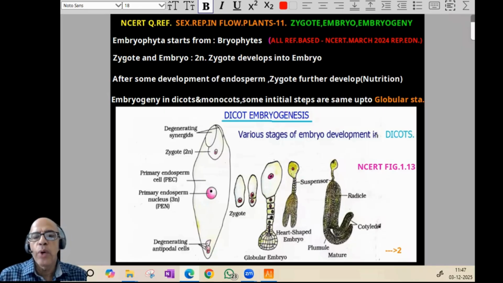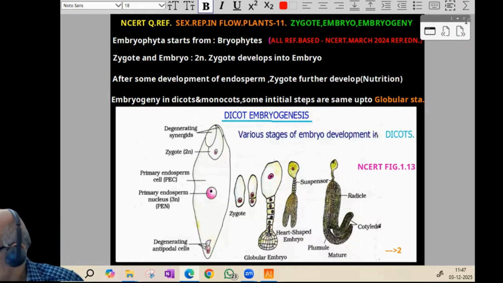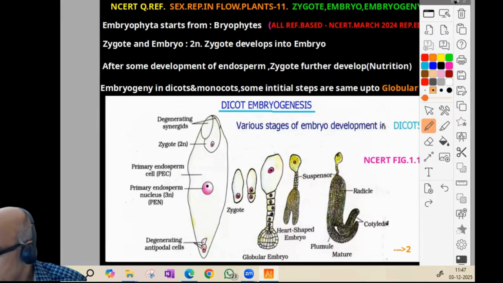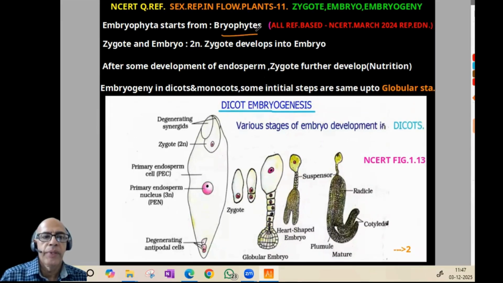There is a plant group called Embryophyta. Embryophyta means plants which have an embryo. Embryophyta starts in the plant kingdom from bryophytes. Zygote as well as embryo are diploid, and the zygote further develops into an embryo, and finally a mature embryo will be formed.